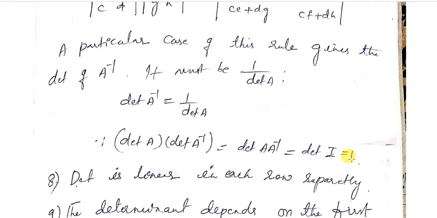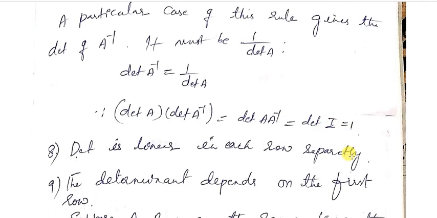So with respect to A inverse, which gives identity, determinant of A into determinant of A inverse. I have given this property in matrix multiplication: A into A inverse is always equal to I. So in the same sense, determinant of A into determinant of A inverse is equal to determinant of I, which is equal to 1.